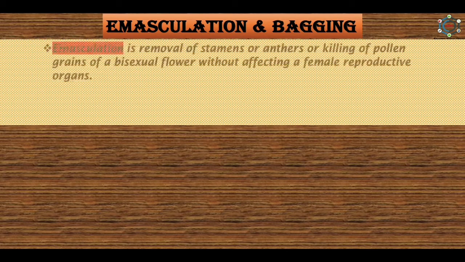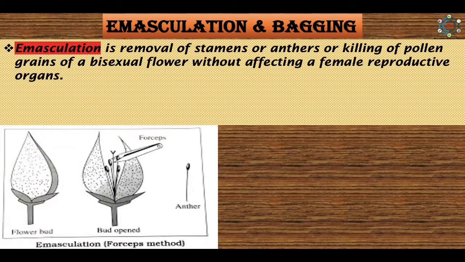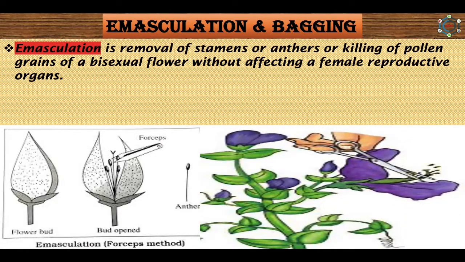Now the topic, that is emasculation and bagging. Often plant breeders desire to cross a particular plant with the desired pollen grains. For this, a bisexual flower is artificially transformed into a female flower by removing its stamens in bud condition. So, what is emasculation? Emasculation is the removal of stamens or anthers or killing of pollen grains of a bisexual flower without affecting the female reproductive organ. Here you can see there are two types of emasculation: the first by the forceps method and the second by the scissors.